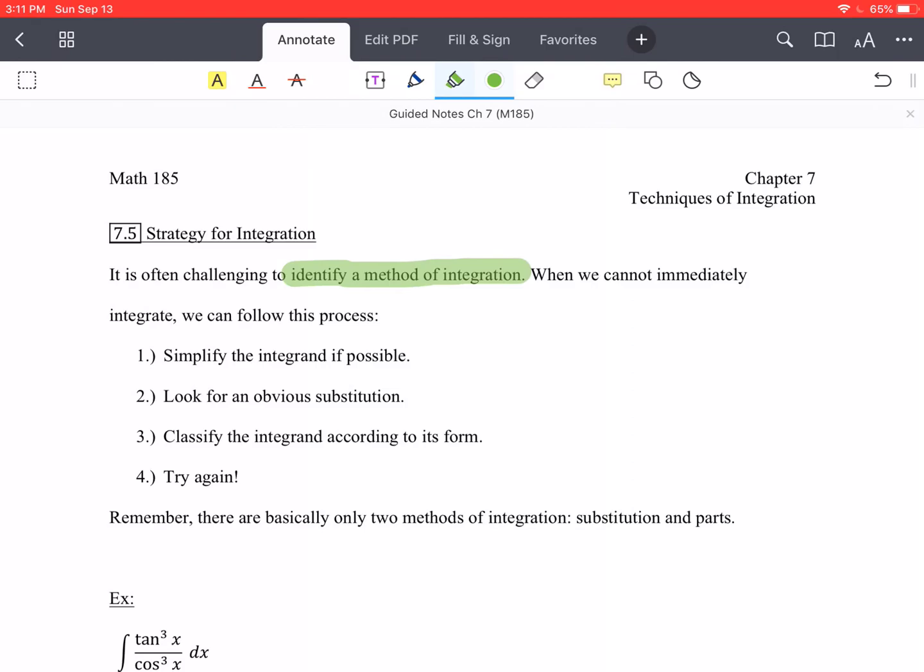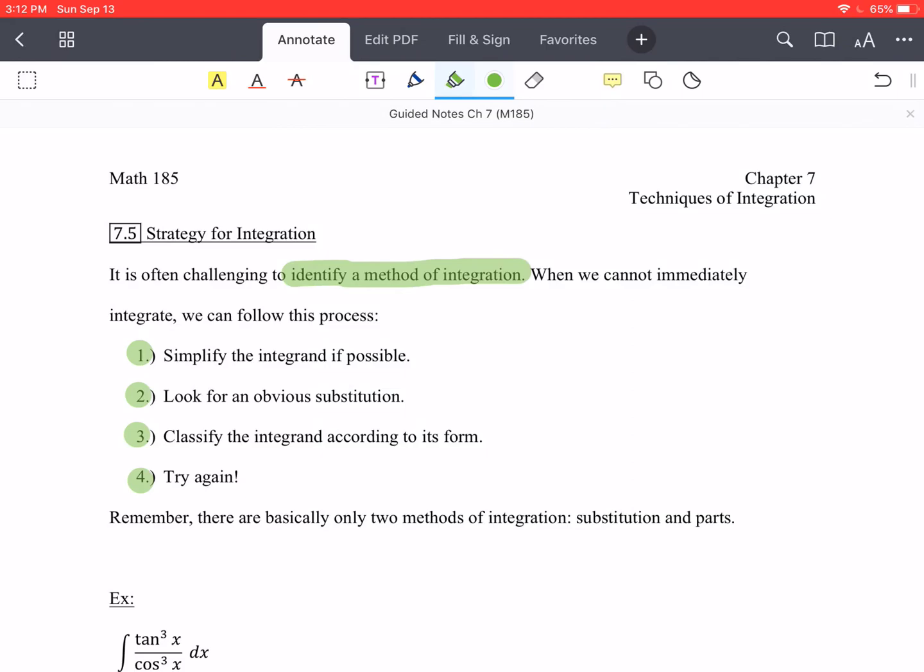Generally speaking, simplify the integrand if possible. Look for an obvious substitution, because if you can find a u-sub for it, that's always going to be preferable to some of these other methods. Classify the integrand according to its form. Does it have the form of a rational function where we might use partial fractions? Does it have the form of an appropriate radical function where we might use trig substitutions? It just depends. So classify it, and then if all else fails, try again.